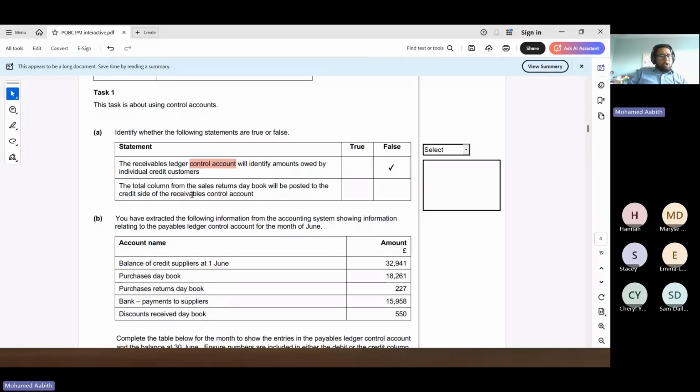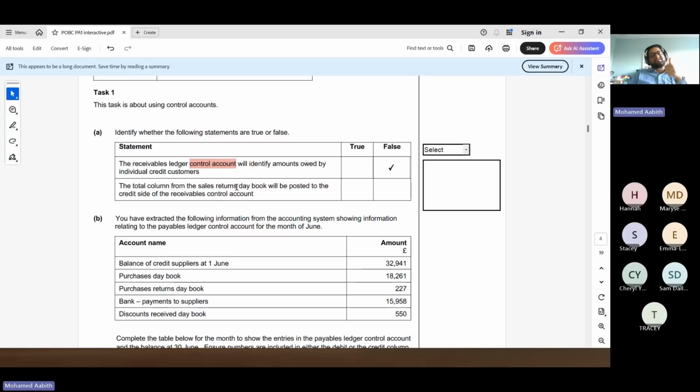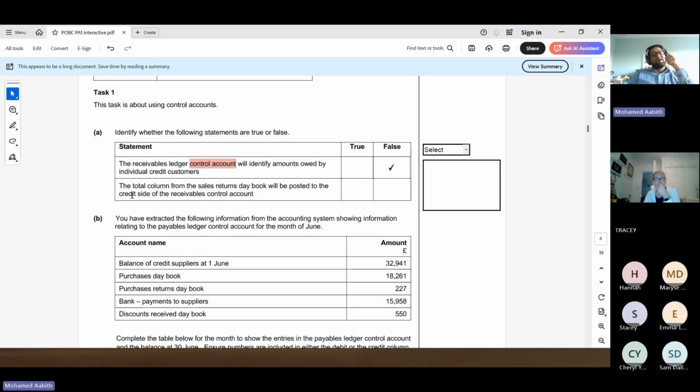Now, next one: the total column from the sales return day book will be posted to the credit side of the receivable ledger control account. Here, they said receivable control account, they didn't say the word ledger. It's absolutely fine. But they're talking about the total column from the sales return day book being posted to the credit side of the receivable control account. So you ask yourself two questions. First, what side of the sales return day book am I going to be concerned about? They're talking about the total column. And also you have to remember what the impact of that is on my receivable ledger control account.